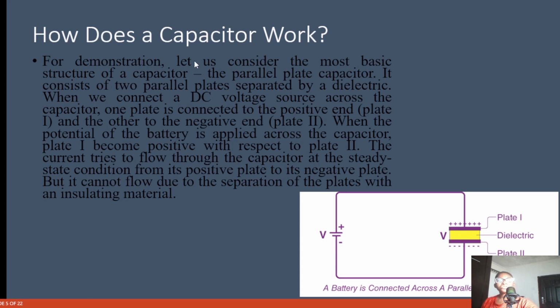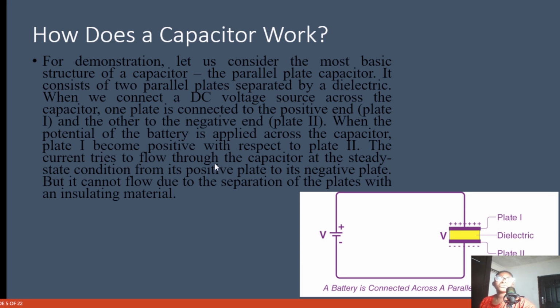So for demonstration, let's consider the most basic structure of a capacitor, the parallel plate capacitor. It consists of two parallel plates separated by a dielectric. When we connect a DC voltage across the capacitor, one of the plates is connected to the positive and the other to the negative. When the potential of the battery is applied across the capacitor, plate 1 becomes what? Positive charge, because it was connected to the positive terminal. Then plate 2 becomes negative because it was connected to the negative terminal of the battery.